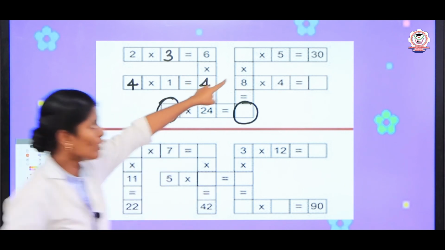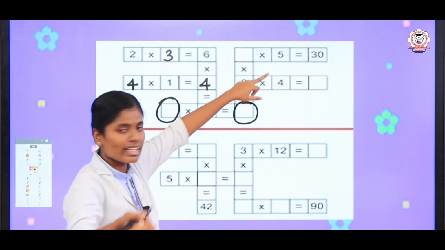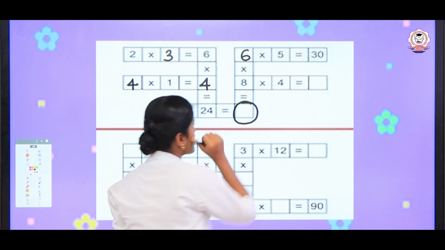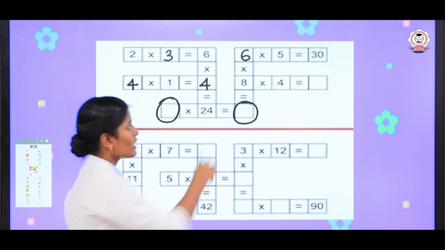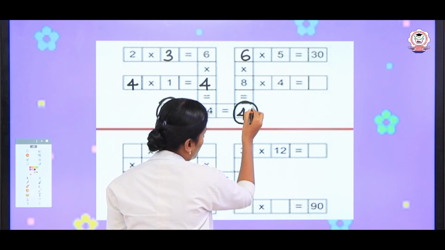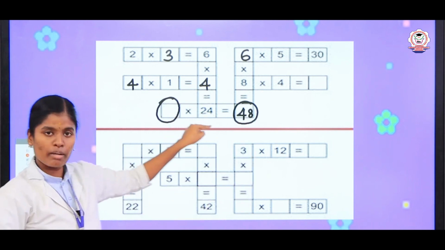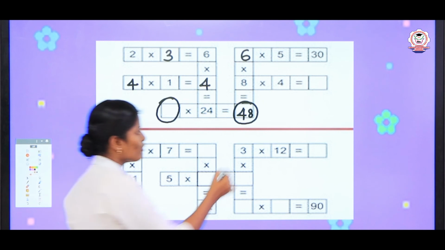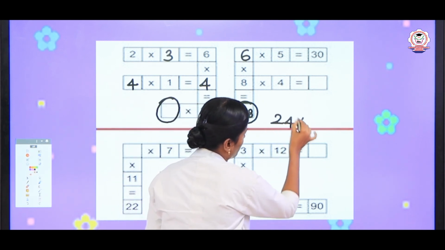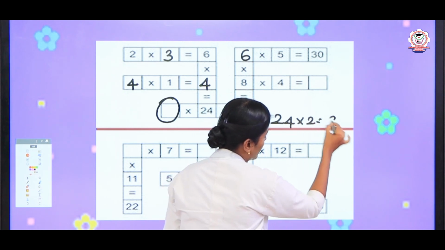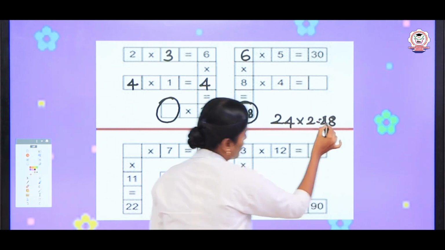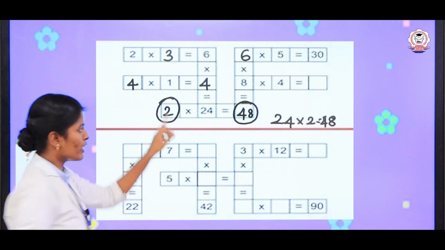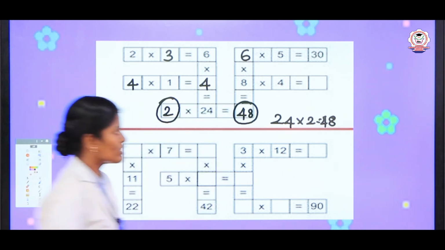Okay. So here you listen, what number should be multiplied by 5 to get the product as 30? That is 6, right? 6 5s are 30. Next you will take 6 8s are 48. Here you see, what number should be multiplied by 24 to get the product as 48? That is 2. 24 2s are 48. 2 4s are 8 and 2 2s are 4. So the answer is 2.